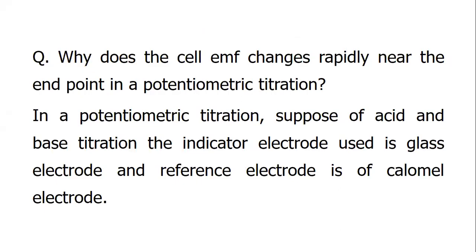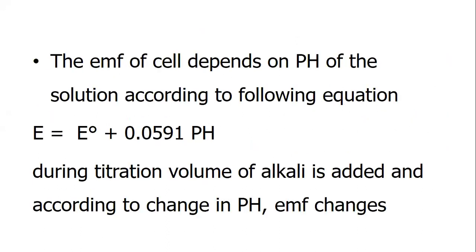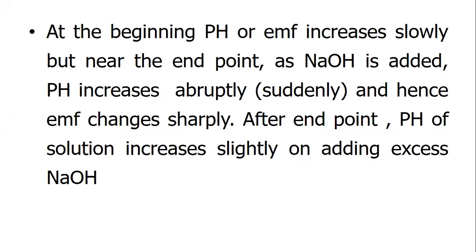Why does the cell EMF change rapidly near the endpoint of a potentiometric titration? In a potentiometric titration of an acid and a base, the indicator electrode used is the glass electrode and the reference electrode is the calomel electrode. The EMF of the cell depends on the pH of the solution according to the following equation: E equals E naught plus 0.0591 pH.